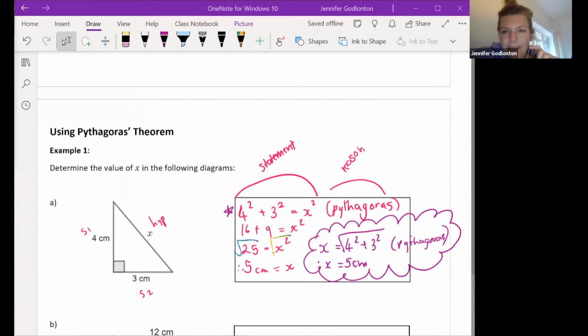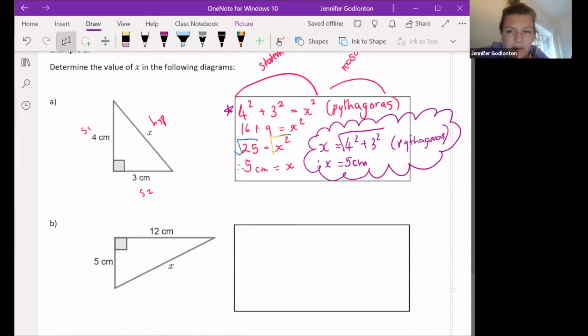Good. Okay. So this one is exactly the same as what we have just done. Give it a go. Make sure you're writing your different steps and tell me what x is.